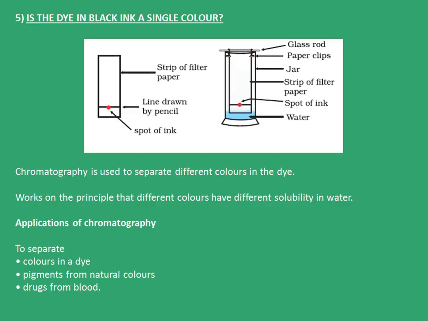Now, as soon as the water reaches that point, it starts to get absorbed in the strip of filter paper and starts rising upon the filter paper. Now, due to different colors having different solubility in water, we can get separate colors out of the dye in black ink. Hence, we can say that the dye in black ink is not a single color.